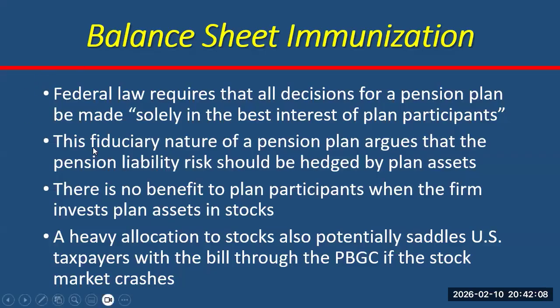So the fiduciary nature, we'll talk about this more next week. The fiduciary nature of a pension plan, I believe, argues that you should be doing balance sheet immunization because your goal is to pay the beneficiaries. Your goal is not to make as much money as possible.